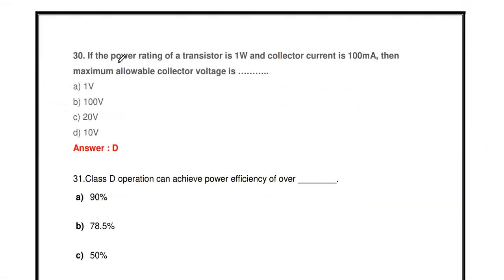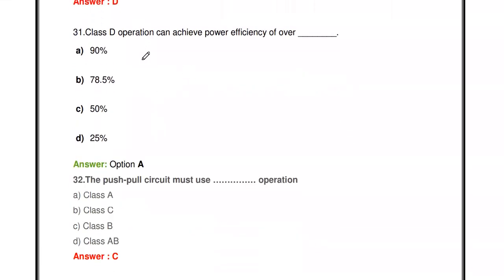Then the next one: if the power rating of a transistor is 1 watt and the collector current is 100 milliamps, what is the maximum allowable collector voltage? It is 10 volts. The power rating is 1 watt and the collector current is 100 milliamps, so the collector voltage is 10 volts. Then the next one: the class D operation can achieve a power efficiency of over 90%. So in class A, 25% or 50%, in class B 78.5%, in class D we can achieve 90% efficiency.